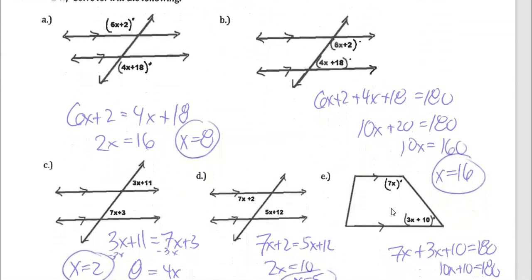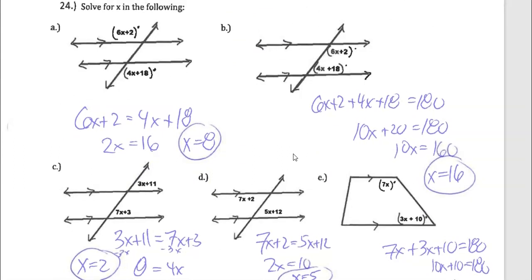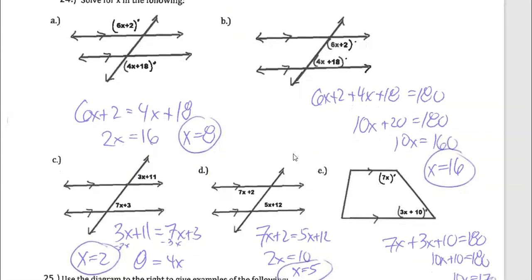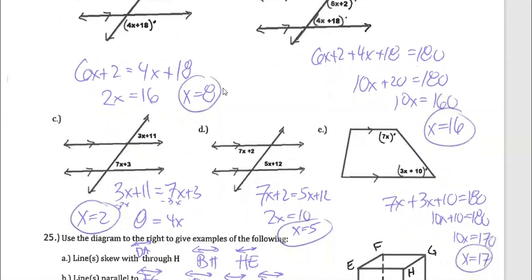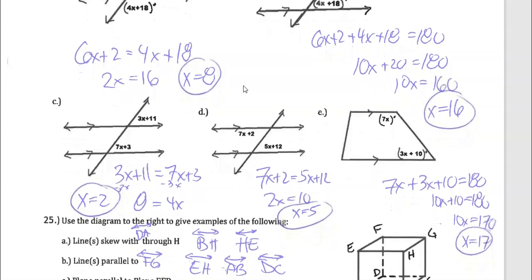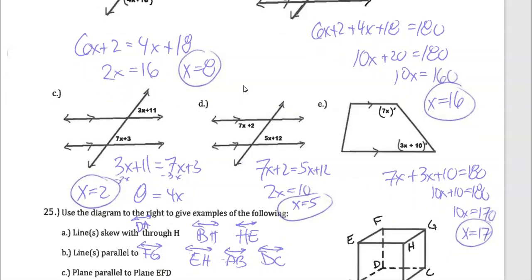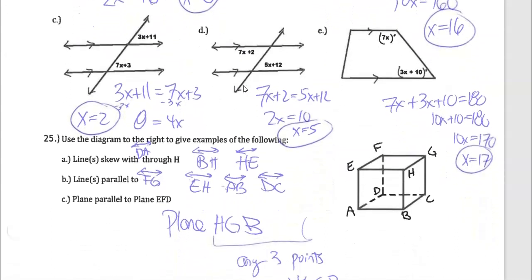Okay, on number 24, basically you are trying to see, do you have same side interior angles? Do you have alternate exterior? What do you have? And that will help you know if you are going to have congruent angles or supplementary. So A is alternate exterior, those are congruent. B is same side interior, those are supplementary. C is corresponding angles, that's congruent. D is alternate interior, those are going to be congruent. And E is same side interior angles, which are supplementary. The way you can remember that: same side interior starts with an S and supplementary starts with an S.